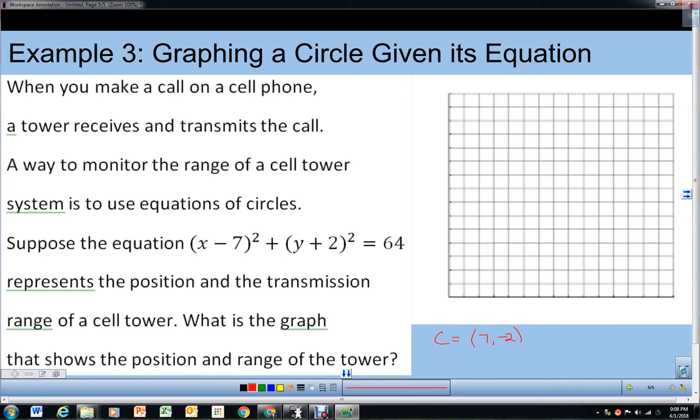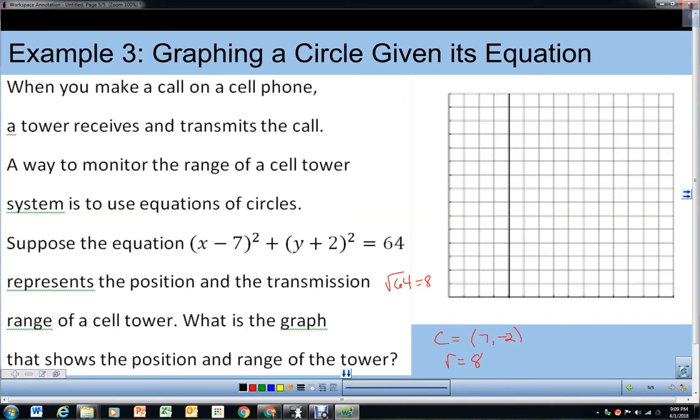So that's our center, and our radius is going to be the square root of this number here. If we take the square root of 64, that gives us 8. So the answer here would be 8. Now we have our center and our radius, so we can graph the circle. I need to be able to go over 7 and negative 2, and then be able to go out 8 in every direction.